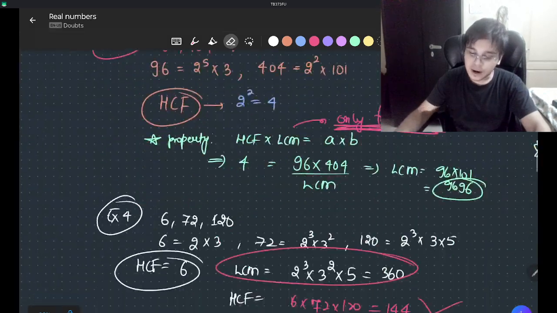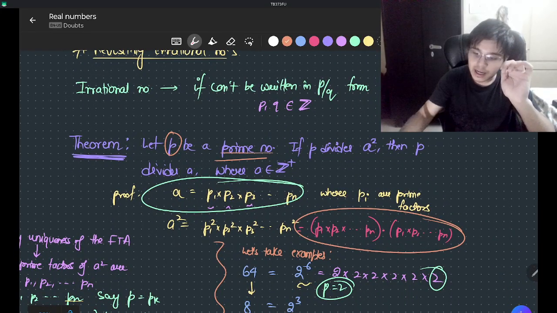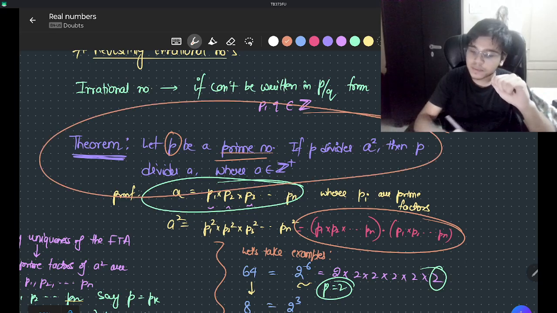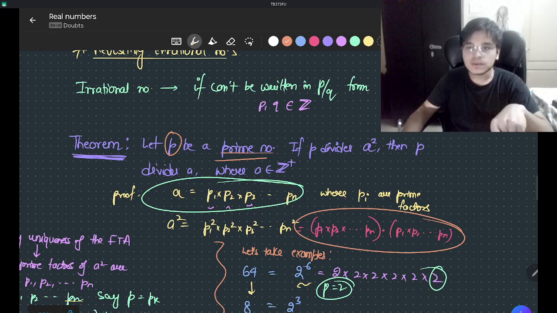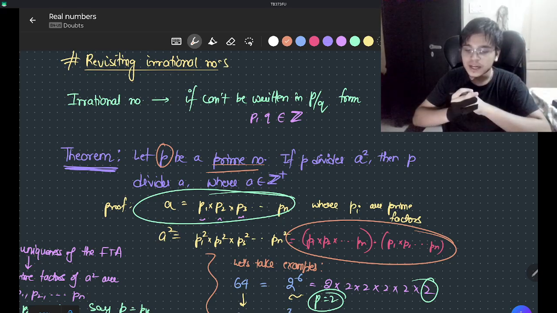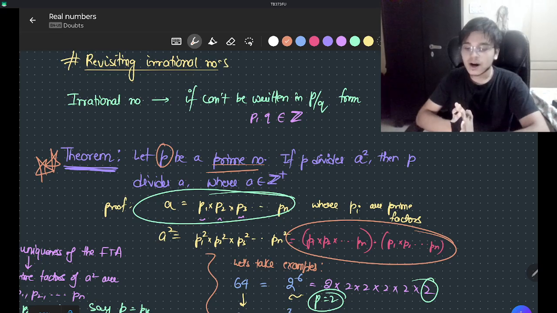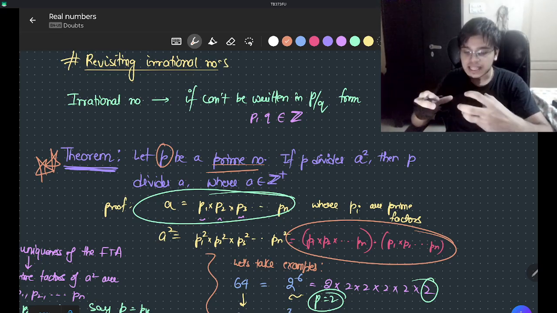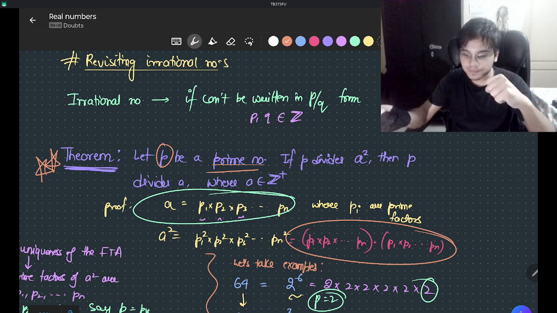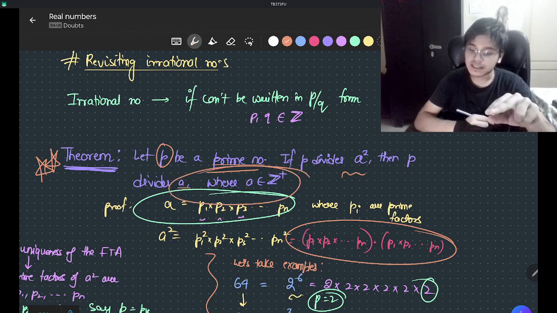Okay? Now, let us go to irrational numbers and let us try to understand this theorem. This theorem comes from the fundamental theorem of arithmetic that we just discussed, and this is an application of it, and we are going to use this for our proof. What this theorem says is: let p be a prime number. If p divides a square, then p also divides a, where a belongs to integers.